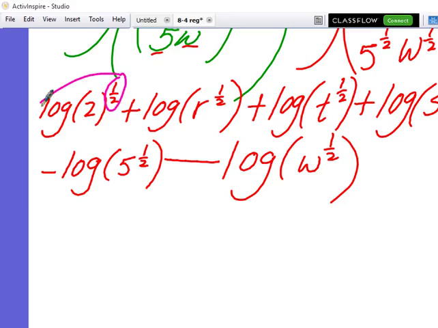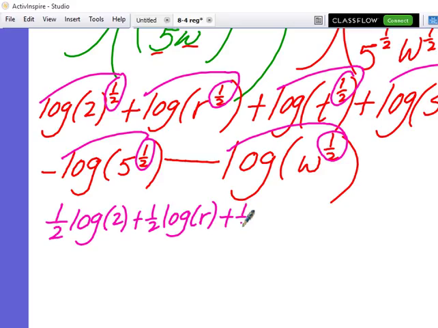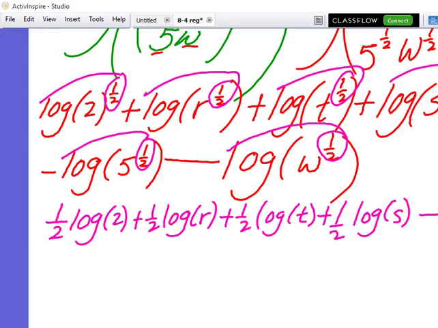Ding, ding, ding, ding, ding, ding, and so we would have 1/2 log of 2 plus 1/2 log of r plus 1/2 log of t plus 1/2 log of s minus 1/2 log of 5 minus 1/2 log of w. That would be our final answer.